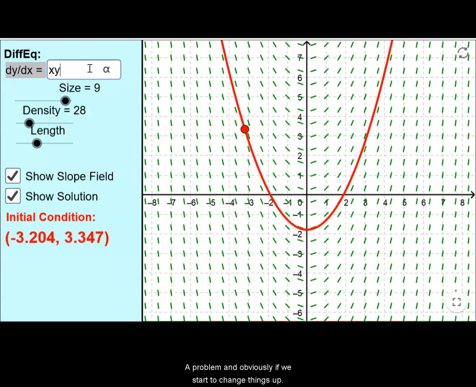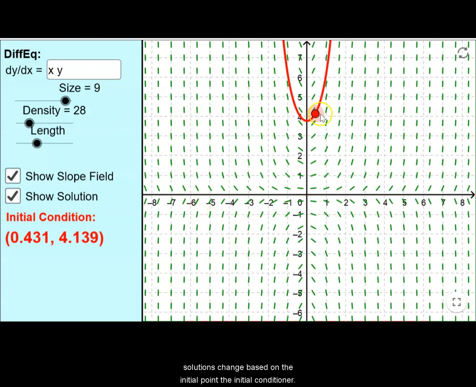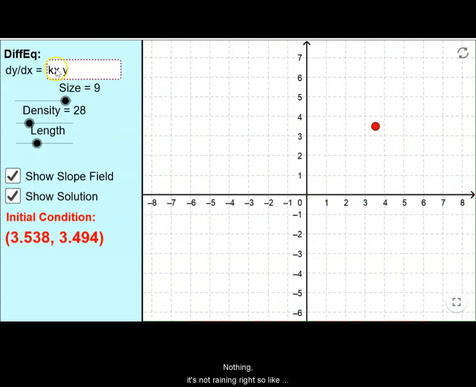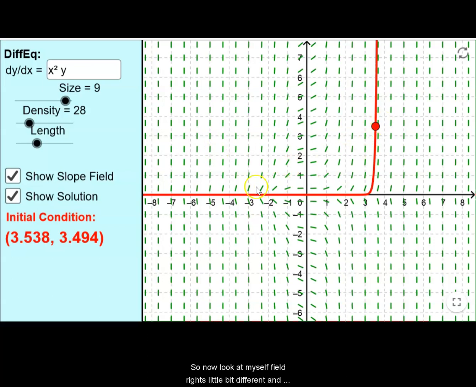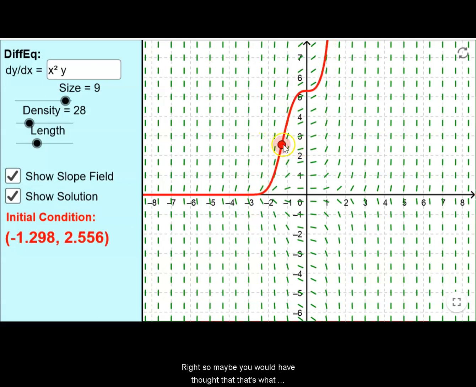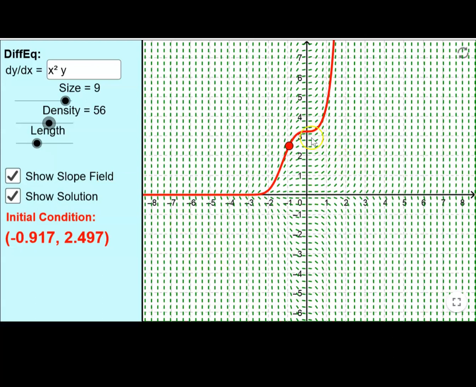Now, obviously, if we start to change things up, my DEs look different, and then the solutions change based on the initial point, the initial condition that I want. I don't think constant multiple is ringing a bell. So let's say I wanted to do x squared y. Now look at my slope field. It's a little bit different. It increases very quickly, and depending on my solution, maybe you wouldn't have thought that that's what the solution looks like here. So what if we were to increase the density? Now you can easily see exactly where a point dropped in my field here would go.